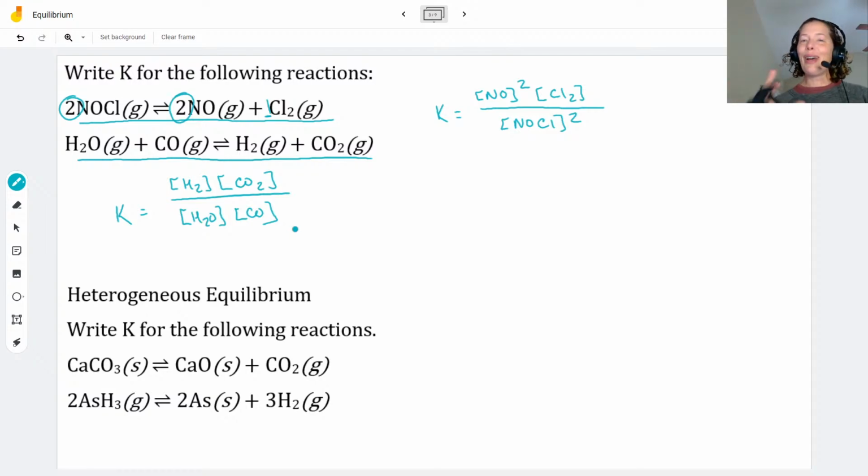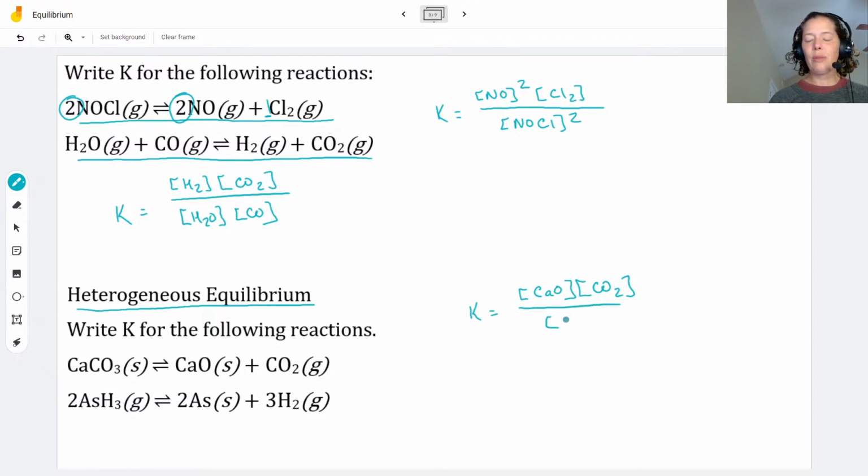All right, so the other thing I want to put in here is just a little discussion on heterogeneous equilibrium. You'll notice these first two reactions, all of my species were in the gaseous state. So how do we handle when we've got solids? What's going on with that? Well, let's start with this calcium carbonate one right here. I'm just going to write everything in. So again, it'd be products, carbon dioxide. Those are both raised to the 1, and over calcium carbonate, also raised to the 1.